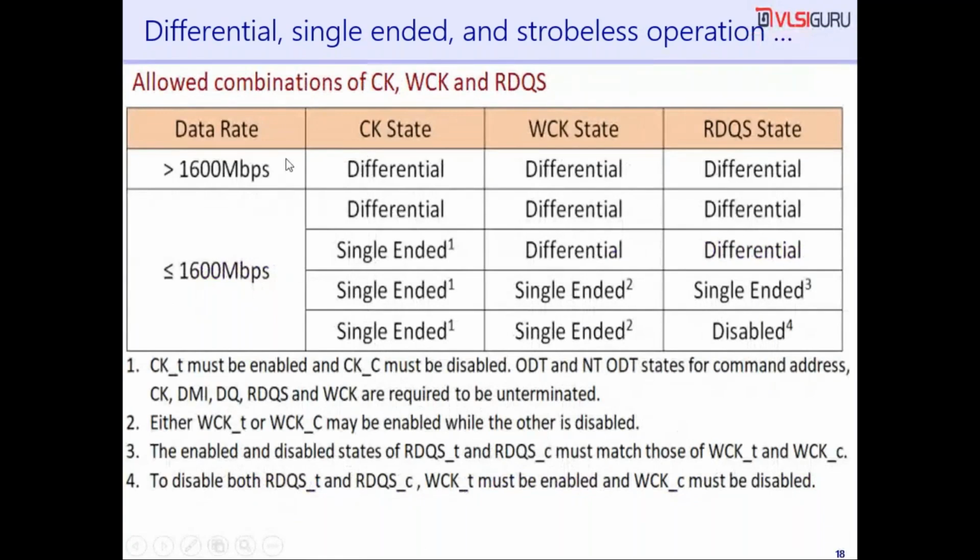So this table shows what are the allowed combinations for clock, WCK and RDQS. If you are operating at more than 1600 Mbps, everything has to be differential. If you are operating at less than 1600 Mbps, it can be differential, clock can be single-ended, WCK can be differential, RDQS can be differential, or everything can be single-ended, or clock can be single-ended, WCK can be single-ended, and RDQS can be disabled. So these are the different possible options for differential, single-ended and strobeless operation.